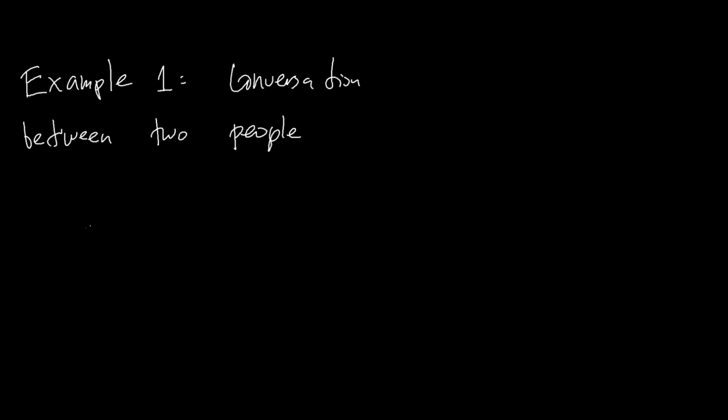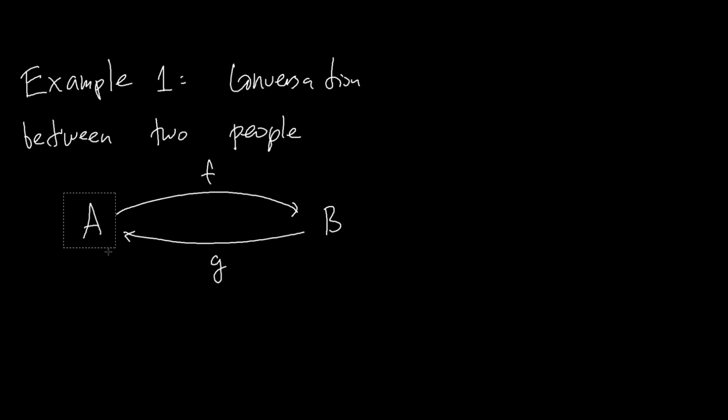But of course, it could be that not only A is saying something to B, but it could also be that B is saying something to A. So there is another process happening backwards. In this case, we have two morphisms, one going from A to B, and the other going from B to A. And these are people, so maybe I should draw them as such.